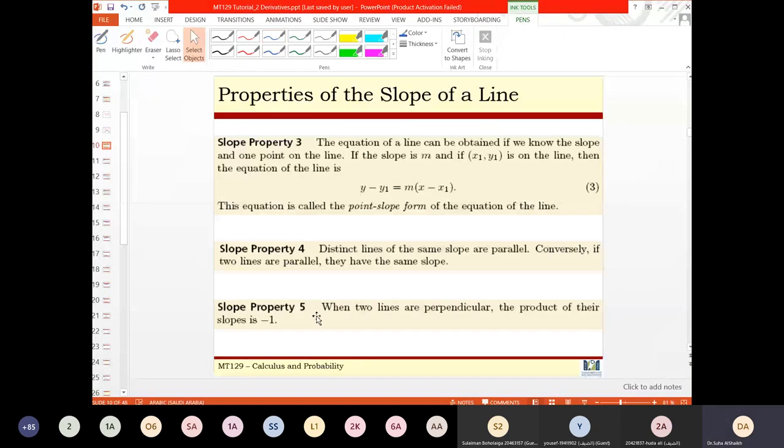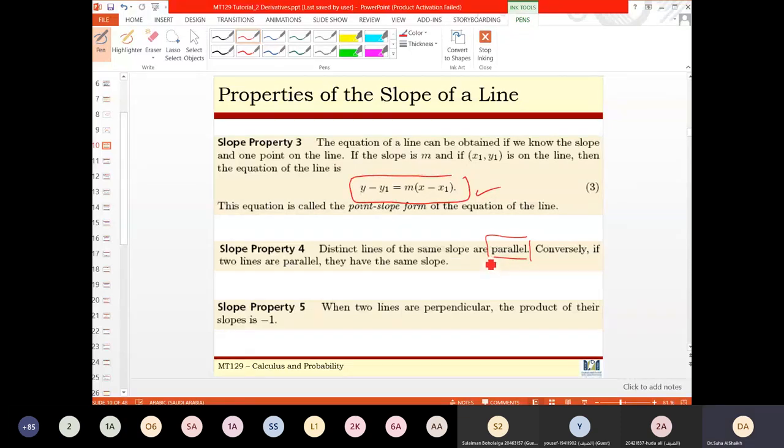So those are the rules that we have. I mentioned this before. I'm going to read them very quickly. We have this equation of the line: y minus y1 equals m times x minus x1. This will stay with us till the end of the semester. We will use it a lot. Also, two lines are said to be parallel. We mentioned this last time. What does parallel mean?